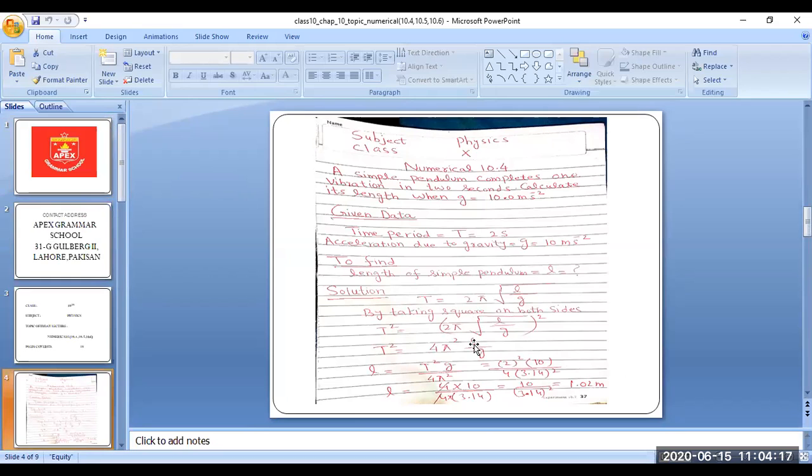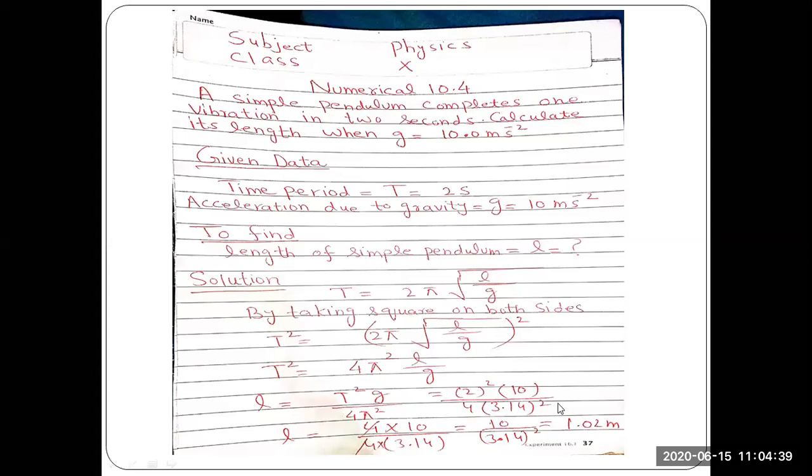Then what will we do? We will cross multiply on both sides, so length will be separated out. So putting the values, value of T is 2 and value of g is 10 meter per second square, and then 4, and value of pi is 3.14 whole square.